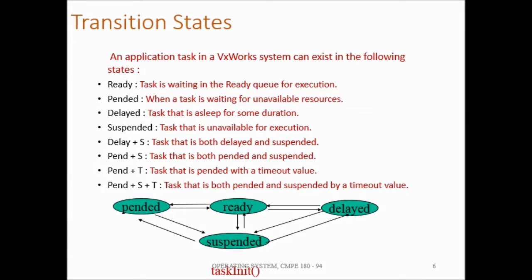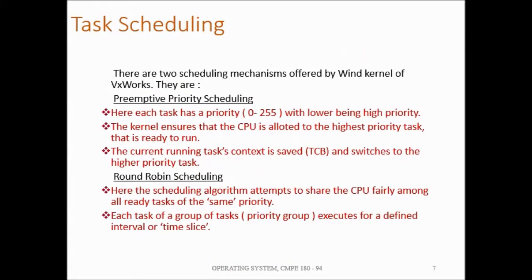Now let's have a look at the scheduling mechanism offered by the Wind kernel of VxWorks. So, task scheduling. The CPU will start with the preemptive priority scheduling. Each task here has a priority between 0 to 255, with 0 being the highest priority. Now, what if there are two or more tasks having equal priority? In this case, the CPU goes for round robin scheduling. In round robin scheduling, the CPU execution time is fairly shared amongst all the equal priority tasks.